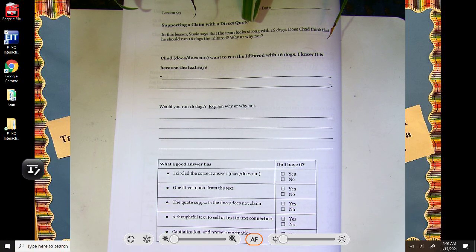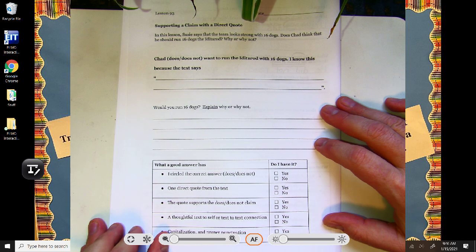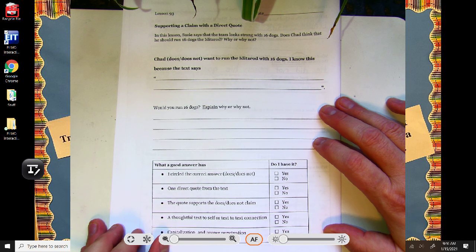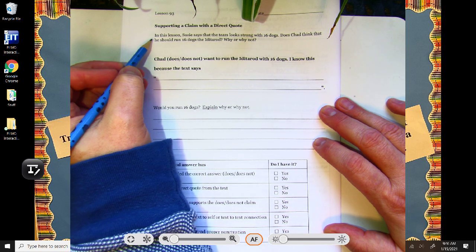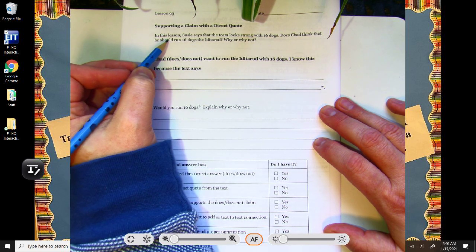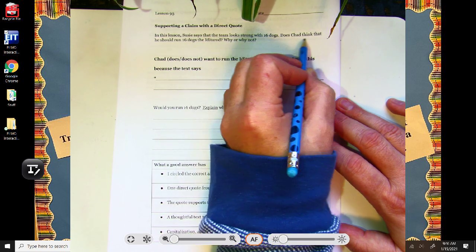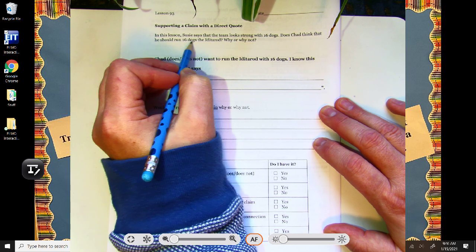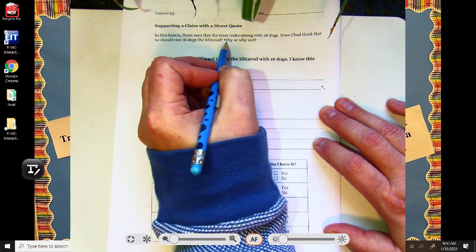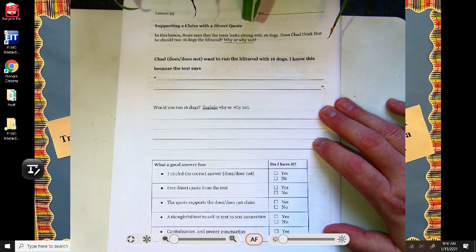All right, scholars, taking a look at our work today for lesson 93 in your Iditarod Adventure packet. In this lesson, Susie says that the team looks strong with 16 dogs. Does Chad think that he should run 16 dogs in the Iditarod? Why or why not?